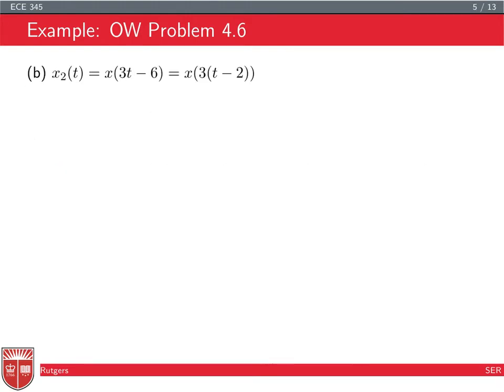The second example is to find the CTFT of a signal x2 of t as a function of x of t, where the relationship between x2 of t and x of t is the following: x2 of t is x of 3t minus 6. Now you can see here, you're going to have to use two properties. One is the time scale, since you're scaling by 3, and the other is the shift. So we can write this expression as x of 3 times t minus 2. So we have two transformations. First, we're doing a scale by 3, and then after that we're doing a shift by 2.